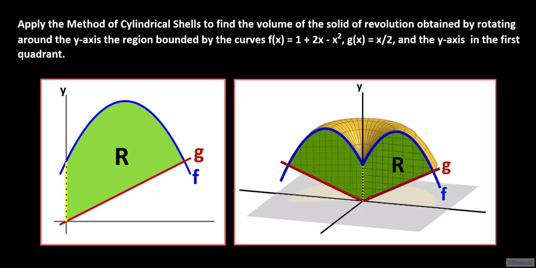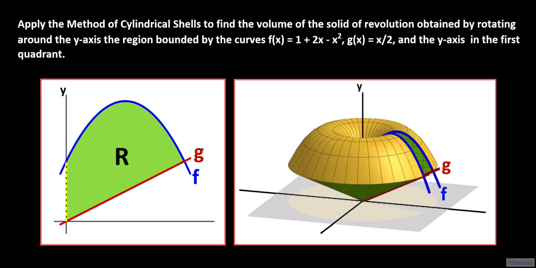The right panel shows how region R generates the solid of revolution as region R goes around the y-axis.